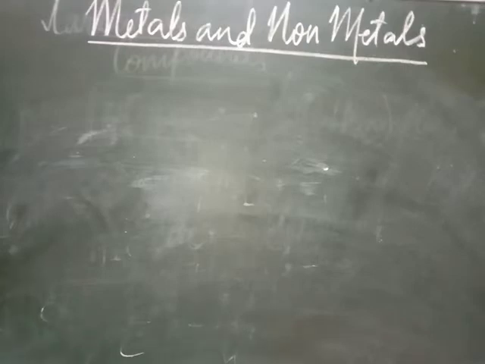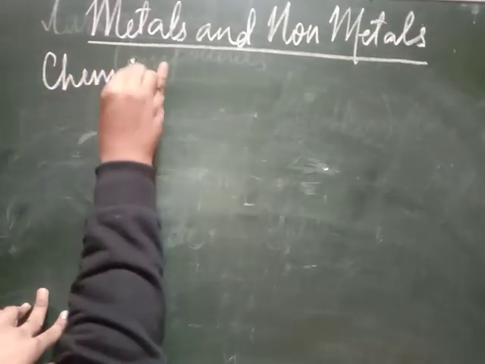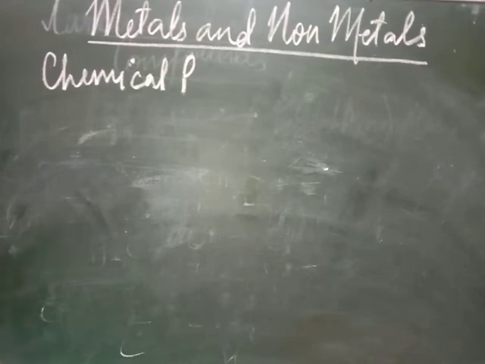Till the previous videos we learned what metals are, what non-metals are, and we studied the occurrence of metals. In this video we will understand some chemical properties of metals and non-metals. Then we will go to physical properties. In the books, generally the physical properties are explained first and then the chemical properties.